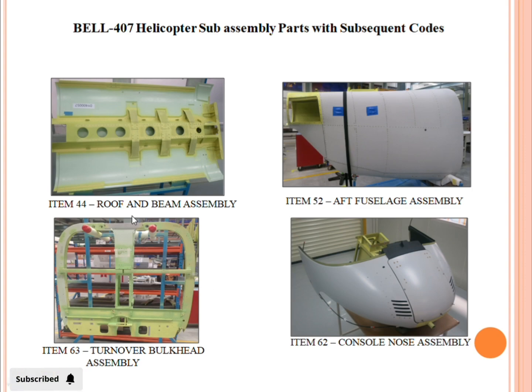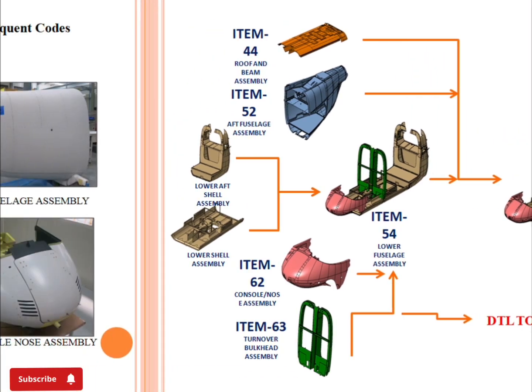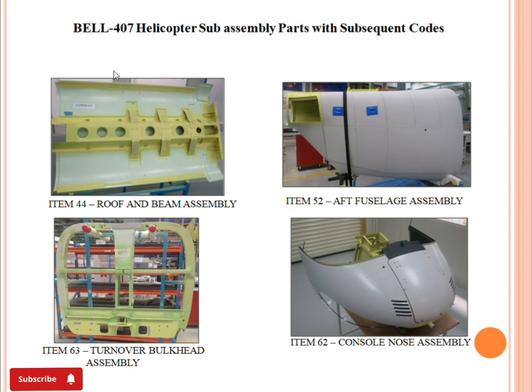Item 44 means roof and beam assembly. See, this is roof and beam assembly. This is a pictorial, animated representation of item 44, item 52, item 62, 54 and 63, but the actual part looks like this: roof and beam assembly, that is item 44. Item 52 aft fuselage assembly, the backside of the helicopter, looks like this. Item 63 turnover bulkhead assembly acts as a compartment between the pilot, co-pilot and the passengers. And item 62 console nose assembly is mainly used for aerodynamics purposes.